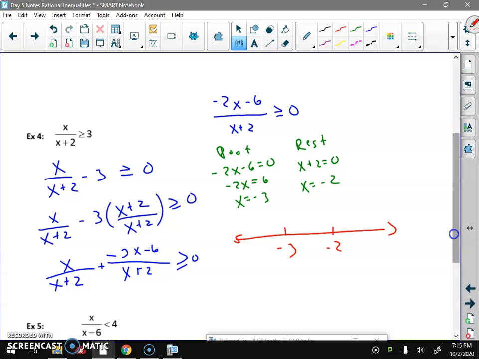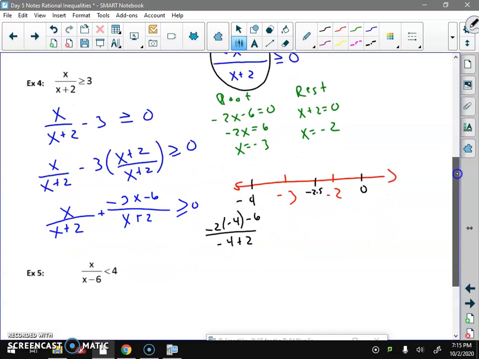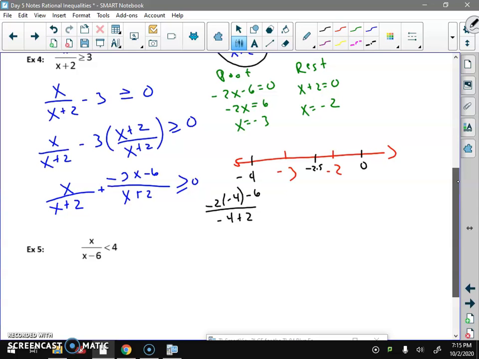So if I pick a number over here, let's call it -4, then -2.5, we'll stay away from that one for a second, unless it's easy, and 0. I'm going to plug into this right here. It's the easiest one. So if I plug in -2 times -4 minus 6 all over -4 plus 2. A lot of mental arithmetic. That's a great challenge for you folks. -2 times -4 is 8. 8 minus 6 is 2. -4 plus 2 is -2. That's a -1. Negative.